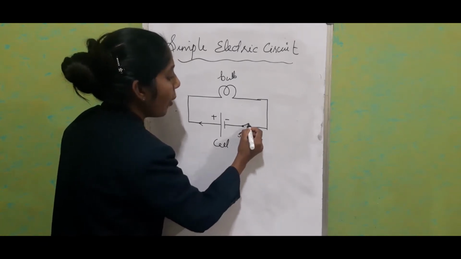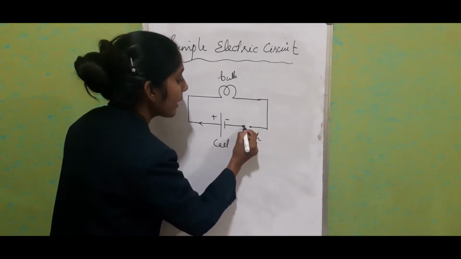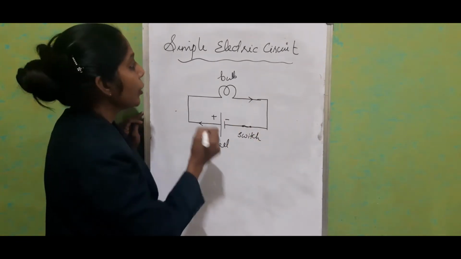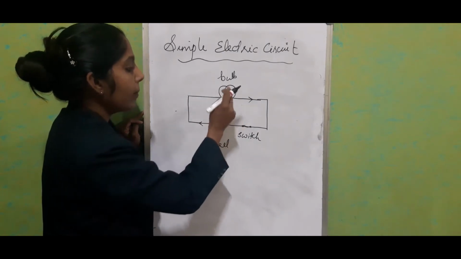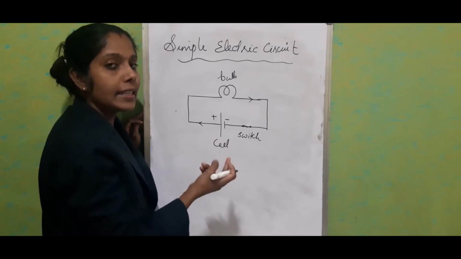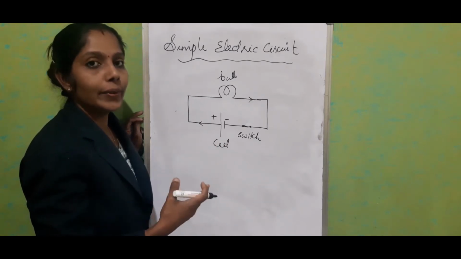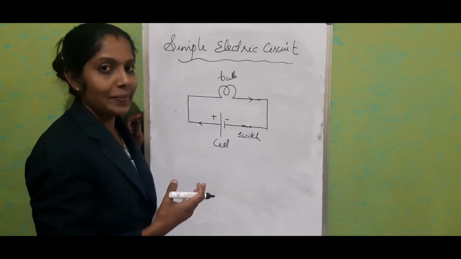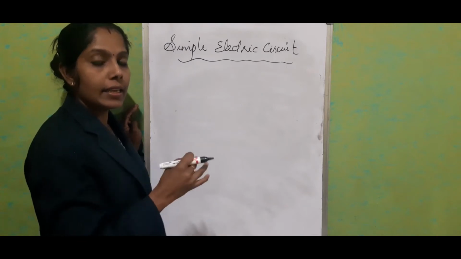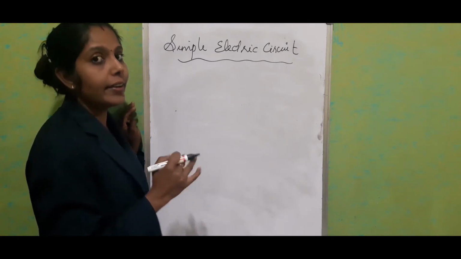Now this is an open switch. If the current needs to flow, we have to connect it. So this is a simple circuit diagram showing the components bulb, cell and switch. Now we will see how we can draw the circuit diagram if we use more components. In this circuit, we are going to draw with the components key, cell, ammeter, voltmeter, load and even a rheostat.